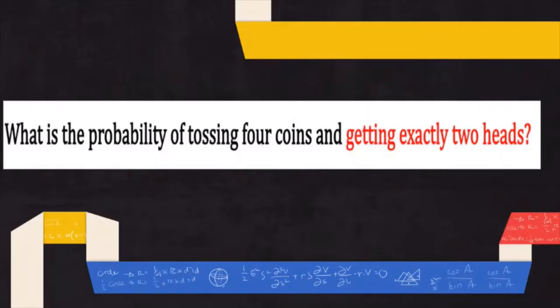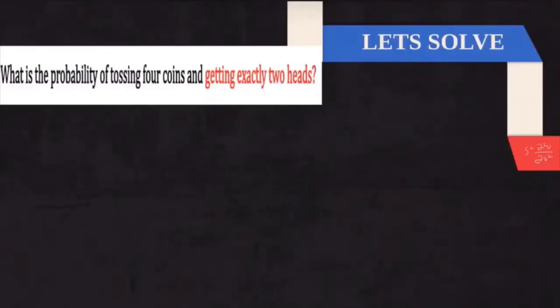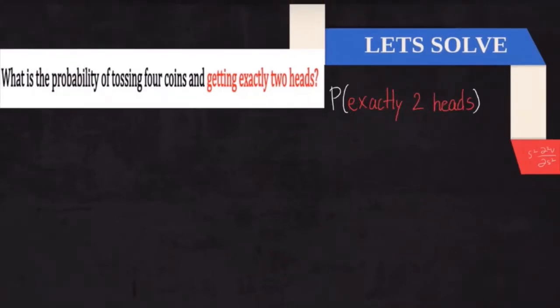What is the probability of tossing 4 coins and getting exactly 2 heads? At first, we have to find the probability of exactly 2 heads. Let's find out how many of the total possibilities have 2 heads of the total of equally likely possibilities. The probability of exactly 2 heads. So we know there are 16 equally likely possibilities.